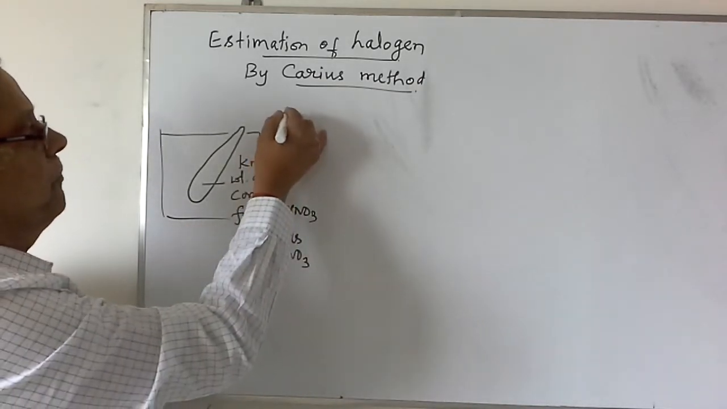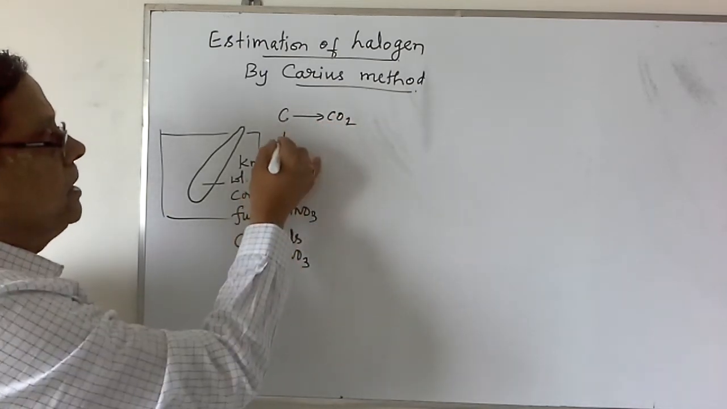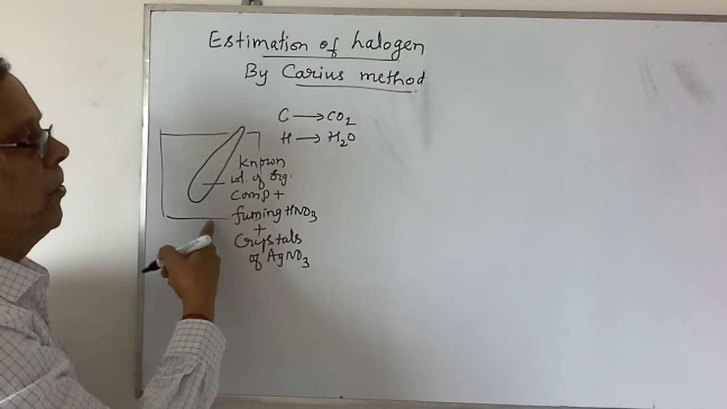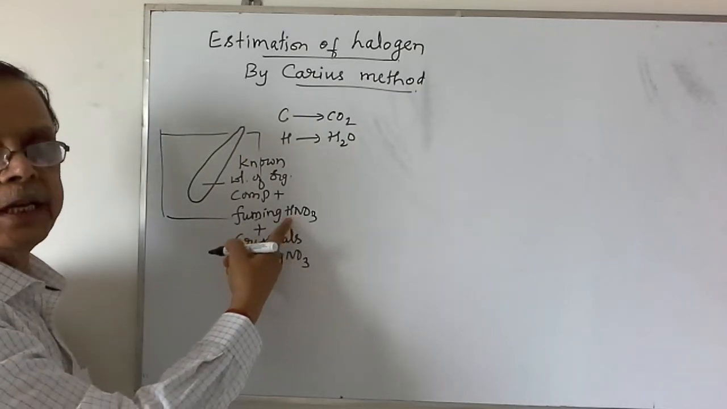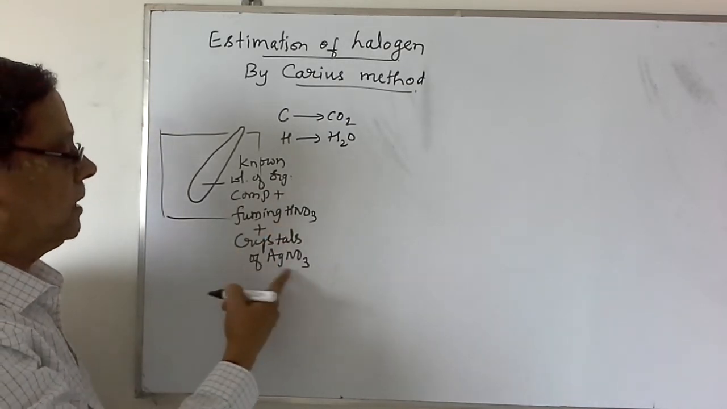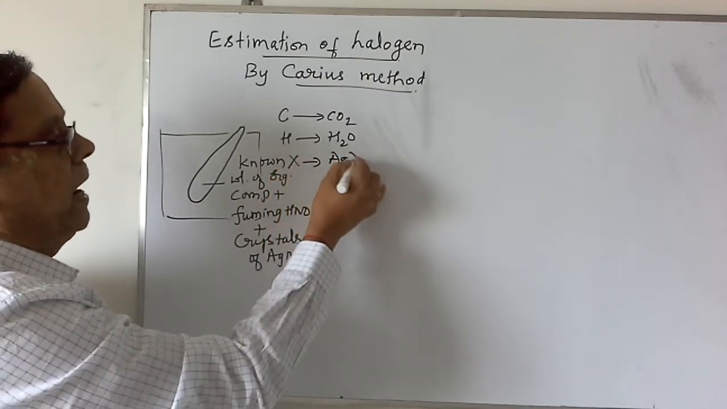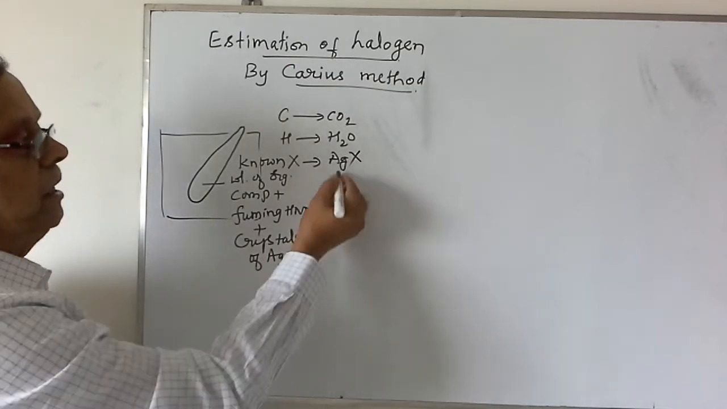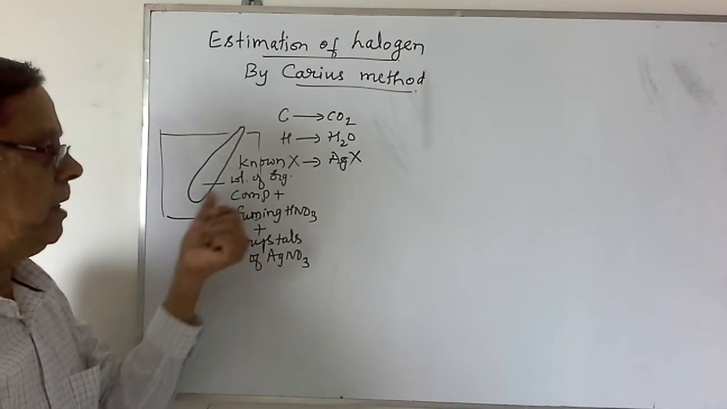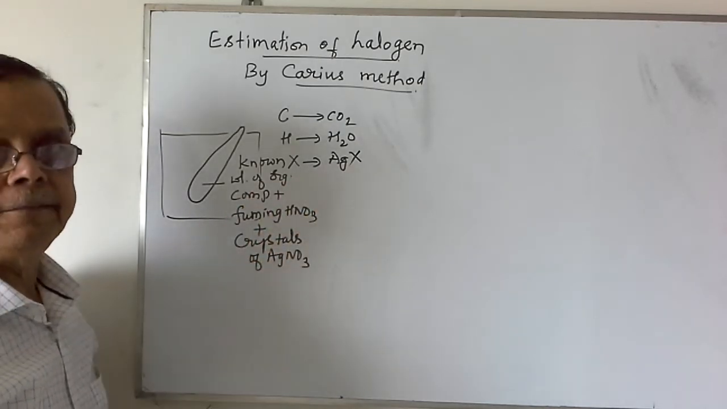The carbon of the organic compound is converted to carbon dioxide, hydrogen is converted to water, while the halogens present in the organic compound will react with HNO3 to produce HCl, HF, HI, HBr, etc. And then they are reacted with the silver nitrate to give rise to silver halide. This silver halide is an insoluble compound. Since it is insoluble in the mixture, it is precipitated as a silver halide.